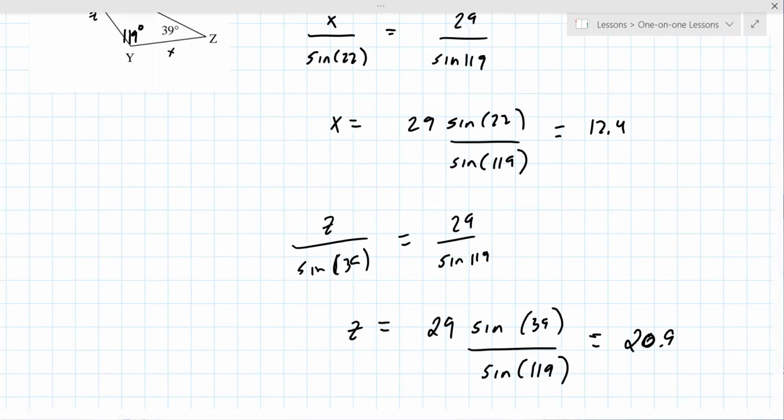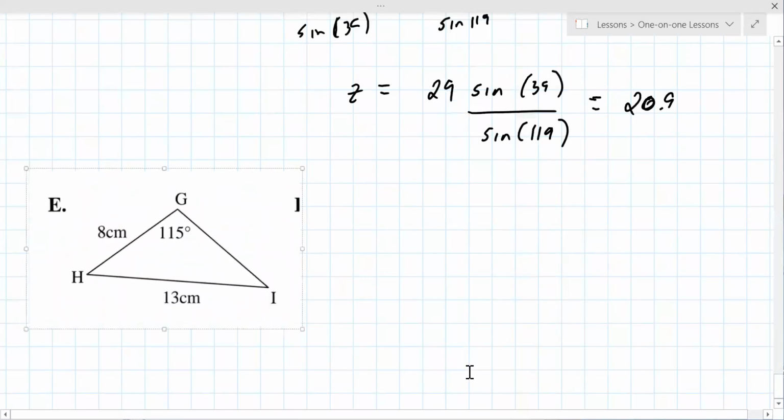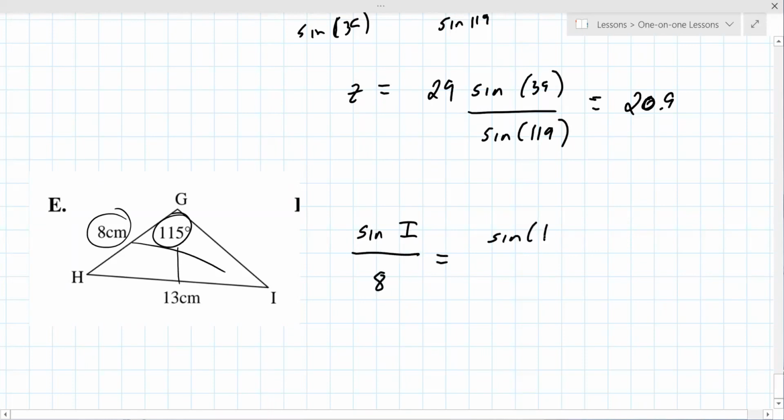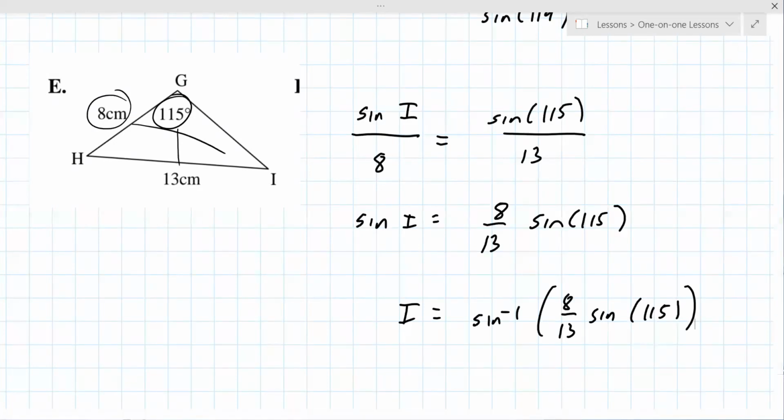All right, let's go on to E. This time you don't have two angles, so you can't find that third angle. You've got this angle and this side, so we've got to find angle I first. Sine of I over 8 equals sine of 115 over 13. So when you solve for sine of I, you clear out the 8, so that's 8 over 13 sine 115. Then I equals sine inverse of 8 over 13 sine of 115, and that is 33.9 degrees.